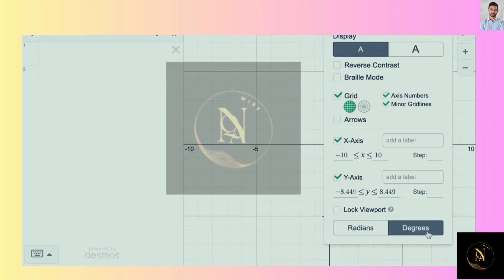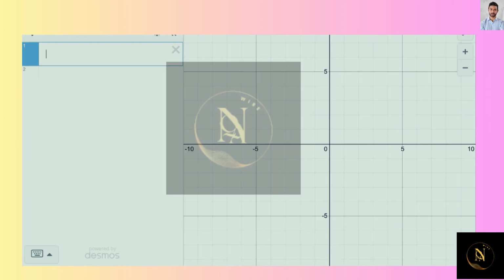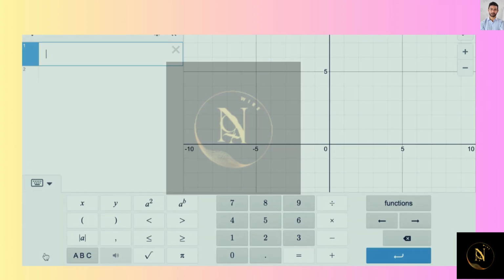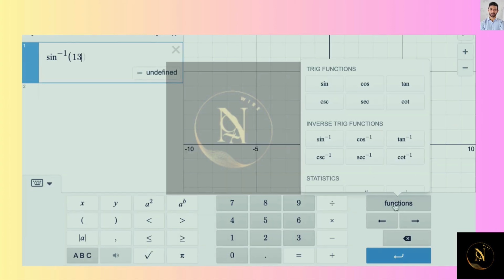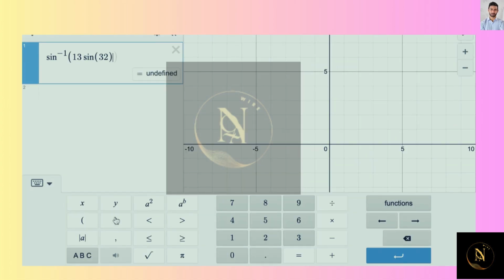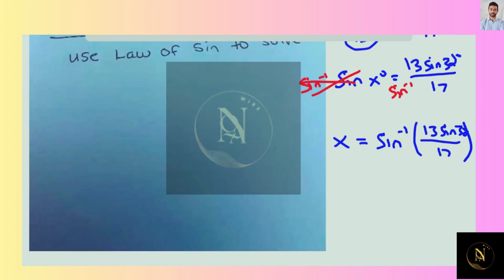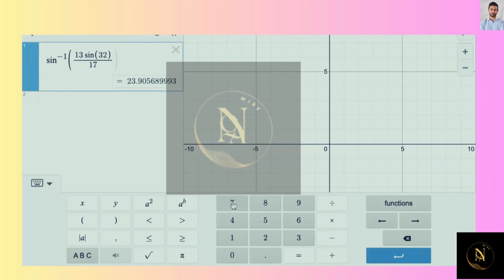So make sure of that. And then you can find the inverse sine. If you're using a handheld calculator, you'd usually have to hit the second button and then the sine button, so that it is inverse sine of 13 sine 32 over 17. If you're doing this on a handheld, I'd recommend typing 13 sine 32, enter, divide 17, enter, inverse sine of that number, or use the answer button, which is usually the second negative.